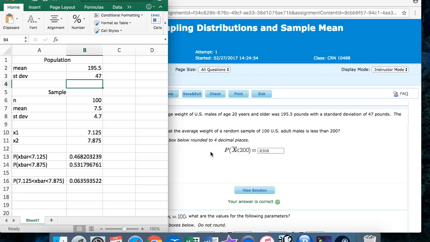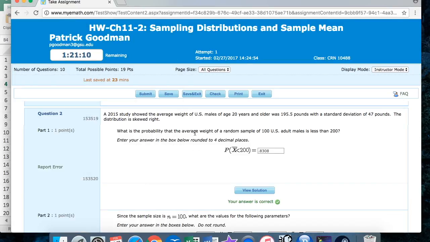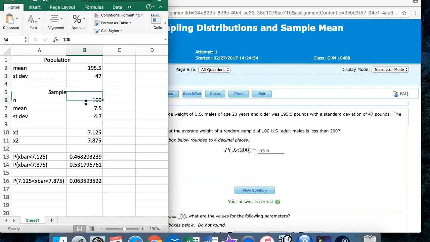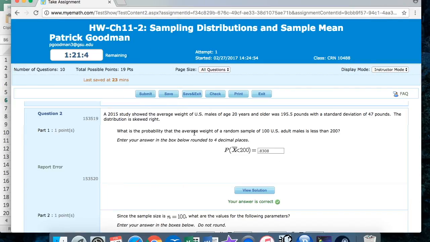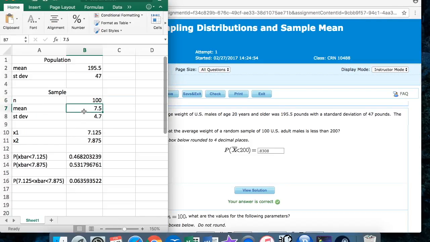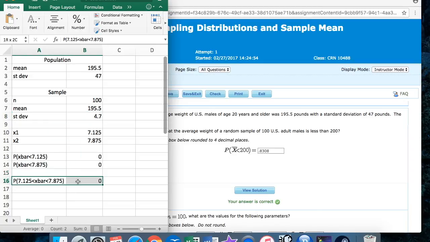Now what is our sample? Our sample is 100 U.S. adult males, so still 100. Our mean is still going to be the same thing, 195.5. Now you see that these things kind of freaked out. That's okay. We'll change these as necessary.